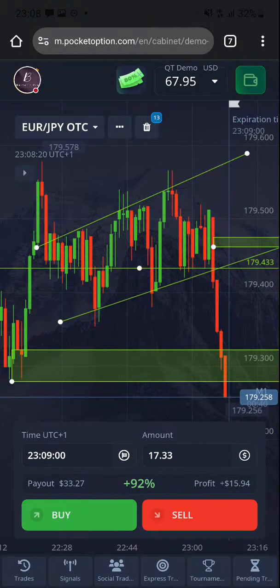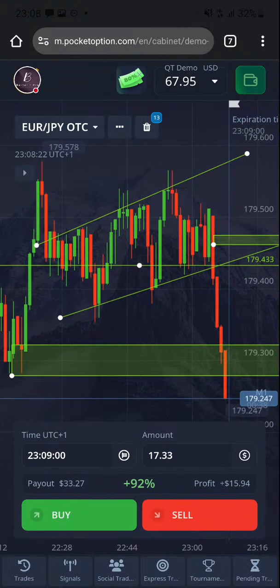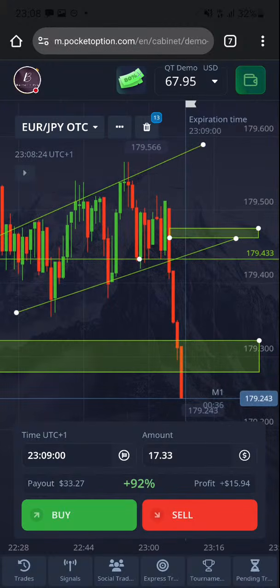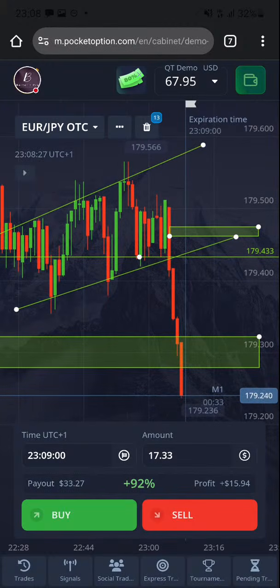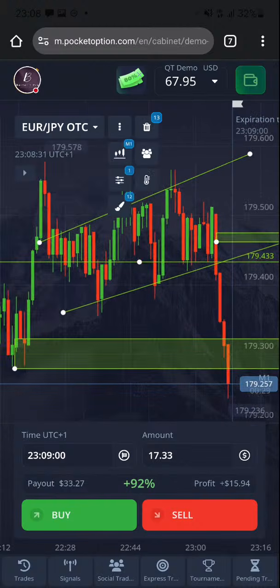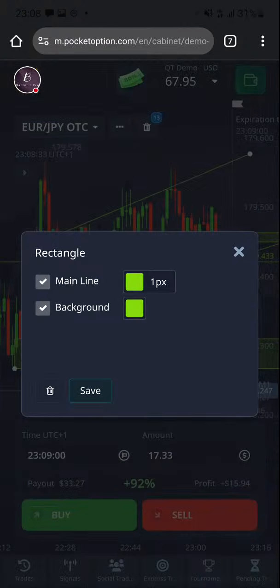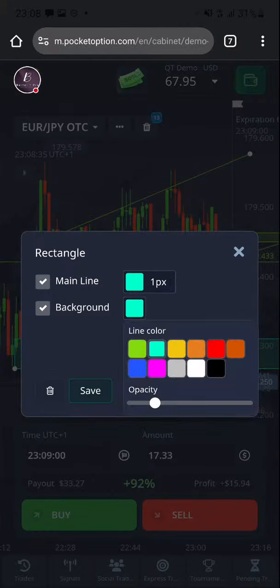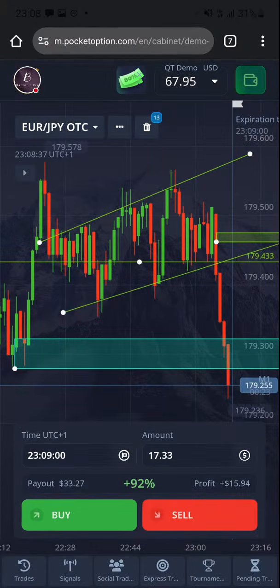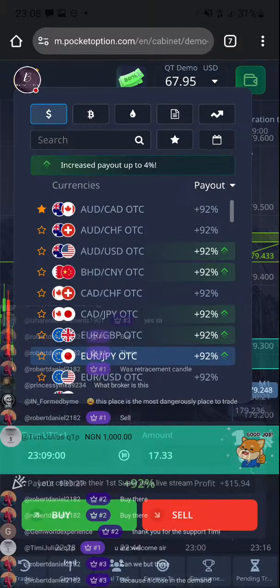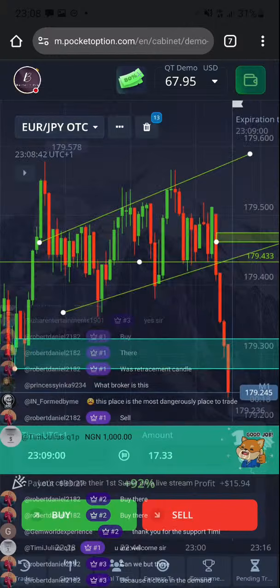That trade I took was actually a very risky trade. I could have just lost that trade. But anytime you see a movement like this, don't go against it, don't go with it, just leave it. You understand? But let me mark the demand area. Let me mark it. It's beautiful. I'll keep an eye on this market.